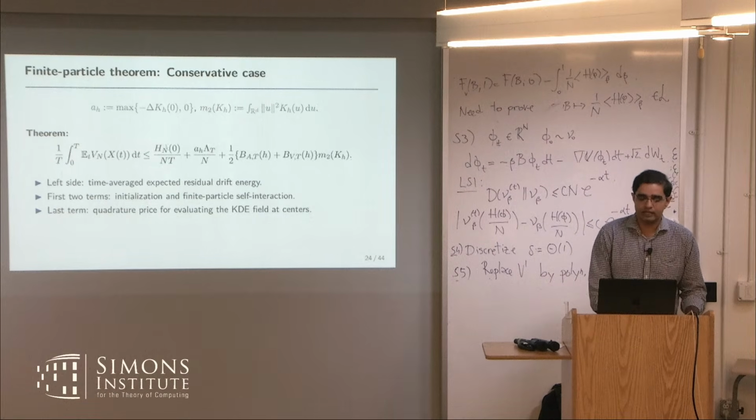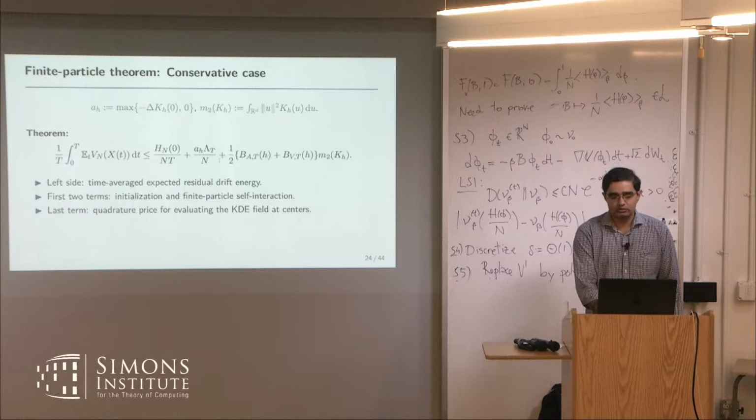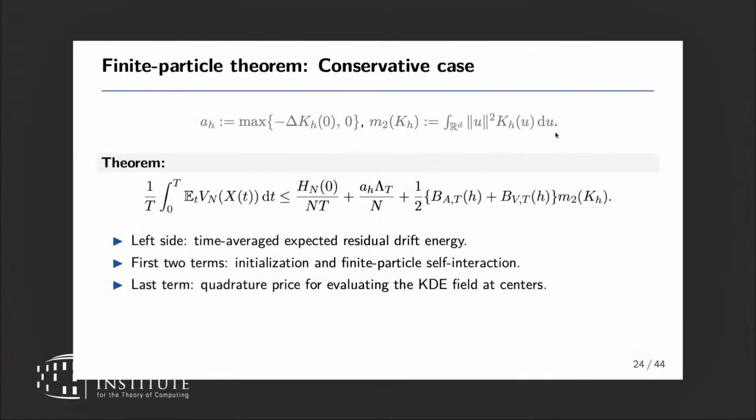So that over nt, plus some other constants over n, and then half of these constants that I discussed previously times this m2, where m2 is the second moment of the kernel in some sense, and alpha h is just the max of the Laplacian of the kernel and 0, right? So essentially the first two terms on the right-hand side correspond to the initialization and the finite particle interaction error, and the last term corresponds to the quadrature price, which we had to invoke in our assumption, right?